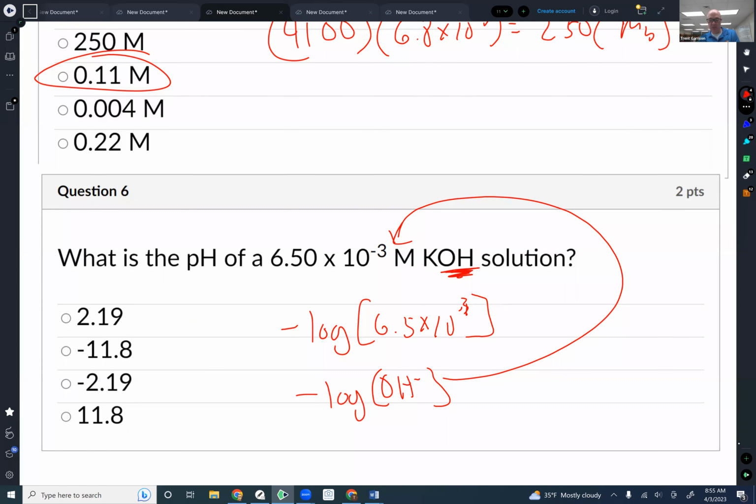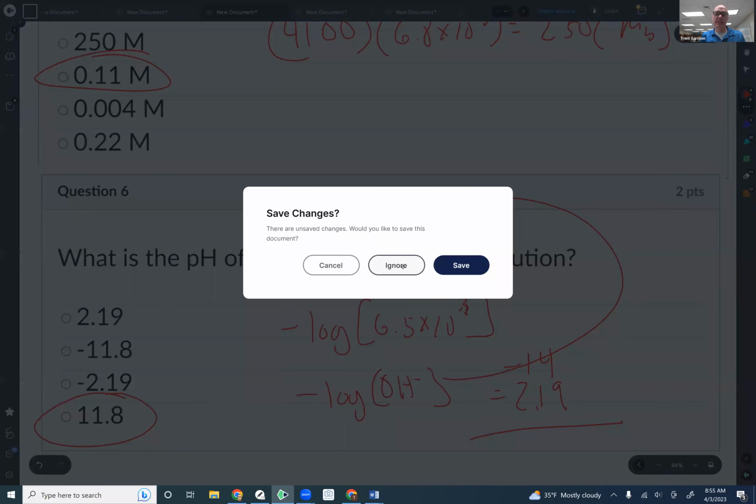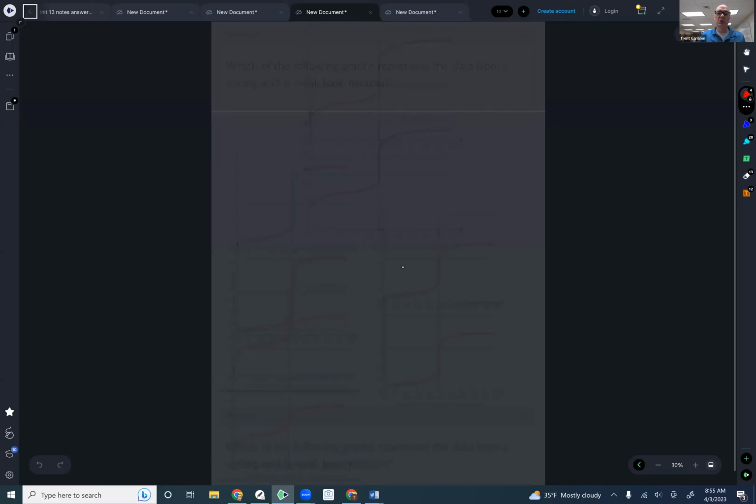But let's first plug in negative log of 6.5 times 10 to the negative 3, and we get 2.19. Then we're going to subtract that from 14, and that will turn it into the pH, which is 11.8. Again, OH makes it a base, so we actually solve for pOH. We need to then convert that by turning it into pH.